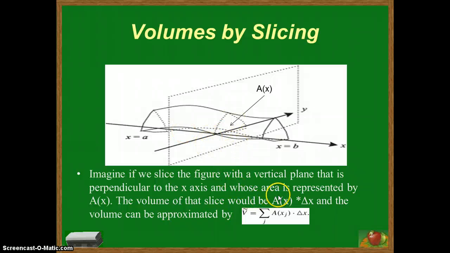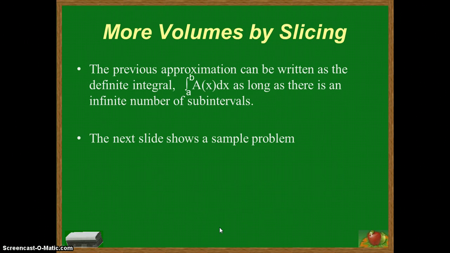The volume of that slice would be A of x times delta x, the thickness of the piece of bread, and the volume can be approximated by the sum of all the A of x's times delta x's, which is looking fairly close to a Riemann sum. In fact, if we take this volume and we have an infinite number of subintervals, we can define that summation as the definite integral from a to b of A of x dx. The next slide will show you a sample problem.